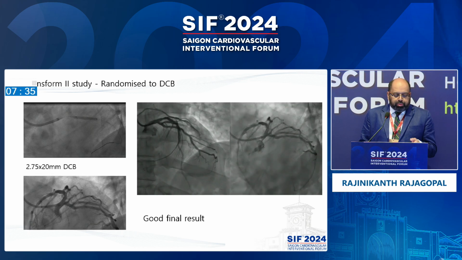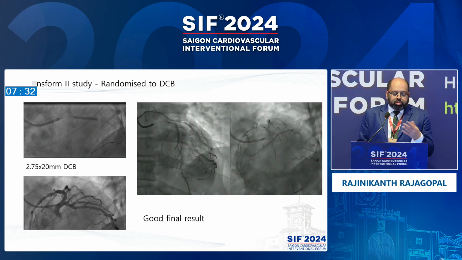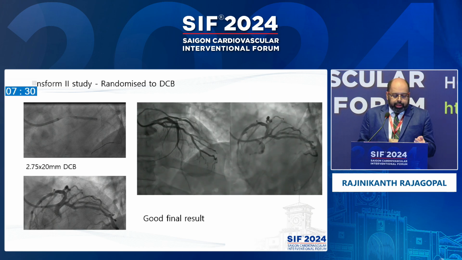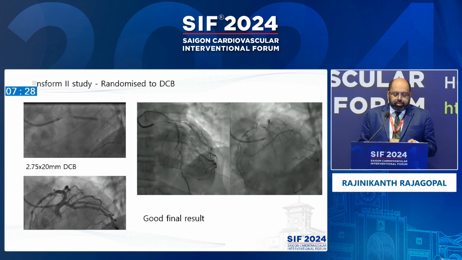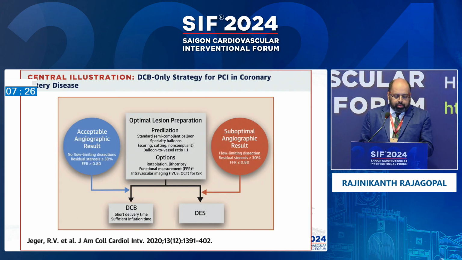Right here, this patient was part of the TRANSFORM 2 study, was randomized to DCB. So we put in a DCB and we got a good final result. So that's how we work it. So that's a general, often quoted illustration. You do optimal lesion preparation. If you get an acceptable result, DCB. If it's suboptimal, you put in a drug-eluting stent.